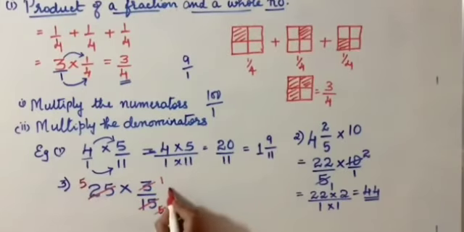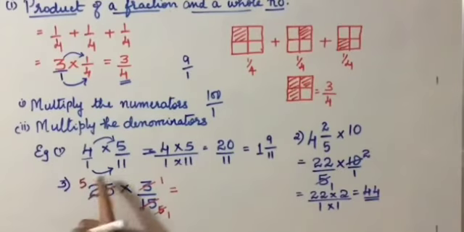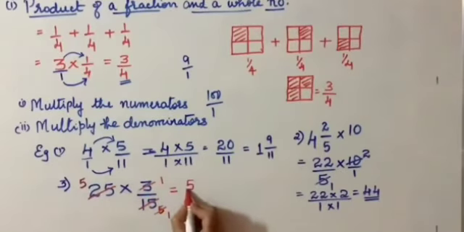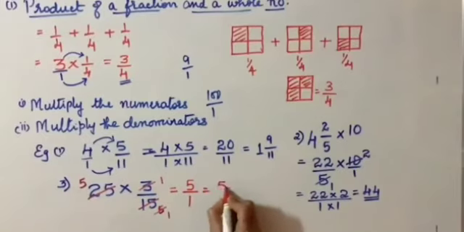So what are we left with? 5 into 1 is 5, and here 1. Though we have not written, 1 into 1 is 1. So I don't have to write. Even if you write, 5 is the final answer. I hope you understood this, children. This is how we multiply fractions. Okay? Yeah. Please copy.